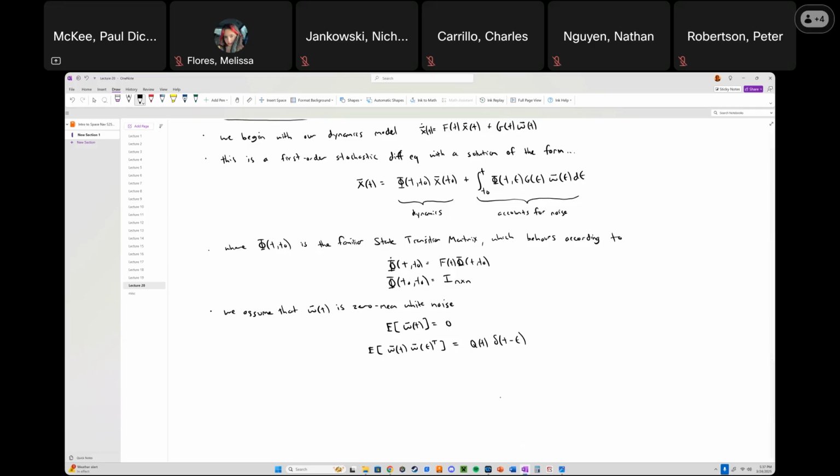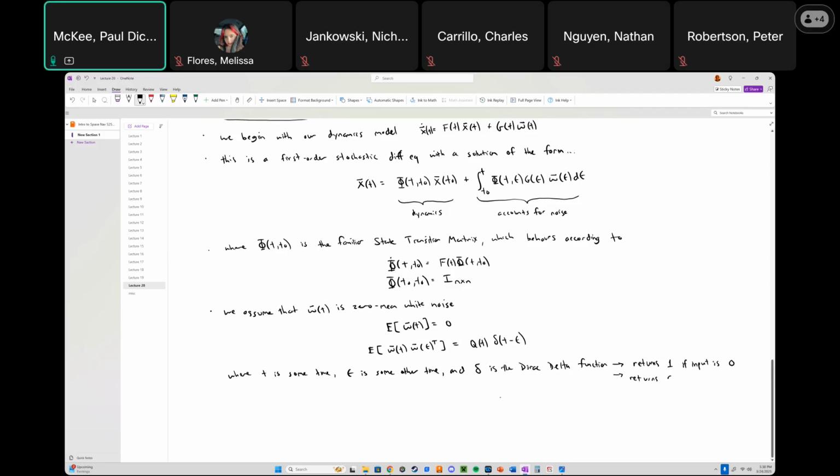But then we have this delta here. So let's say where t is some time, epsilon is some other time, and this delta is the Dirac delta function, which returns 1 if the input is 0 and returns 0 otherwise. Okay.